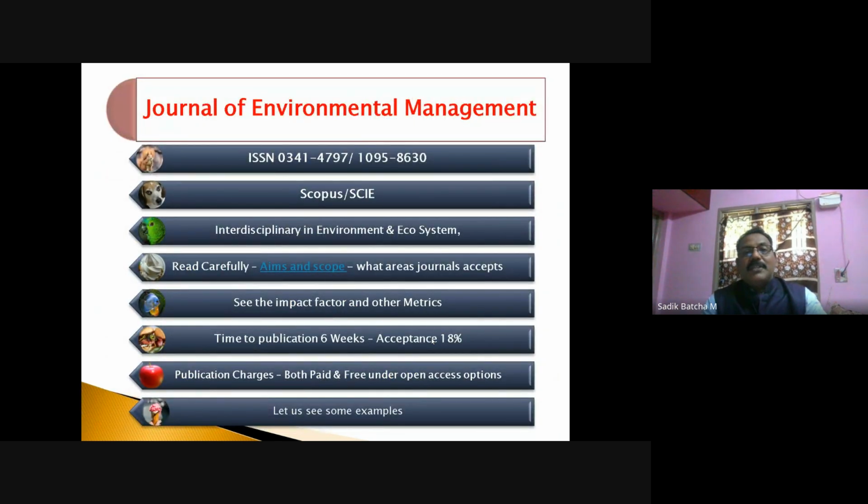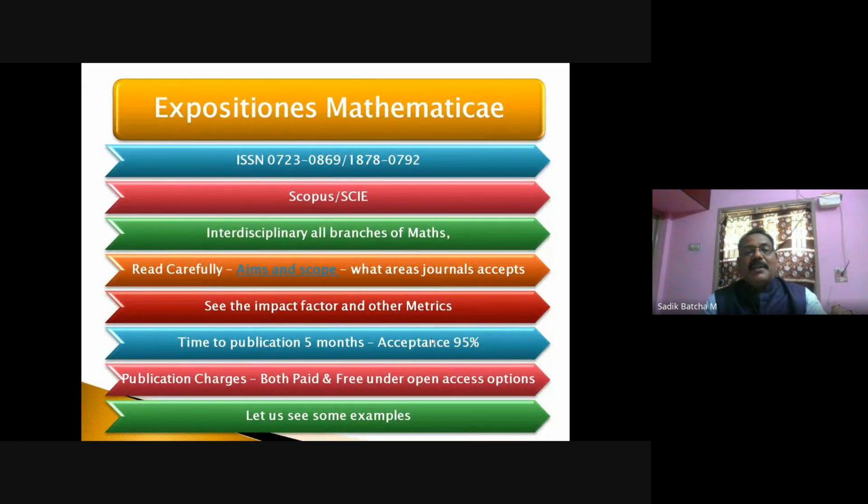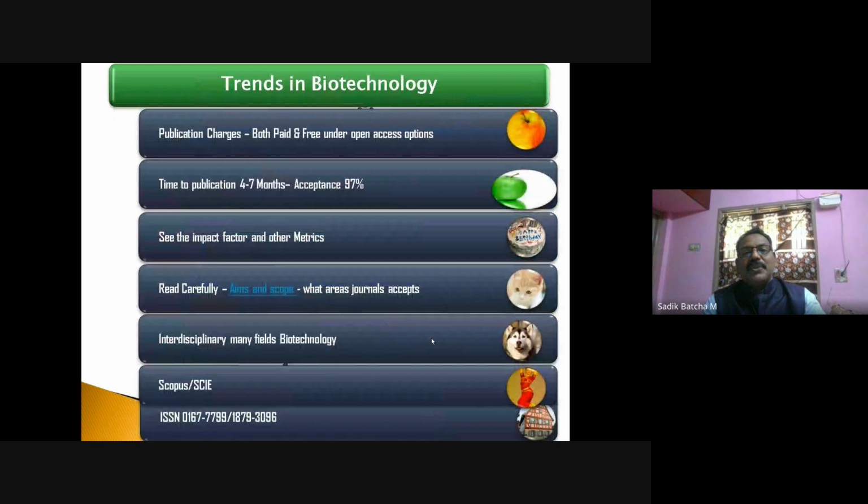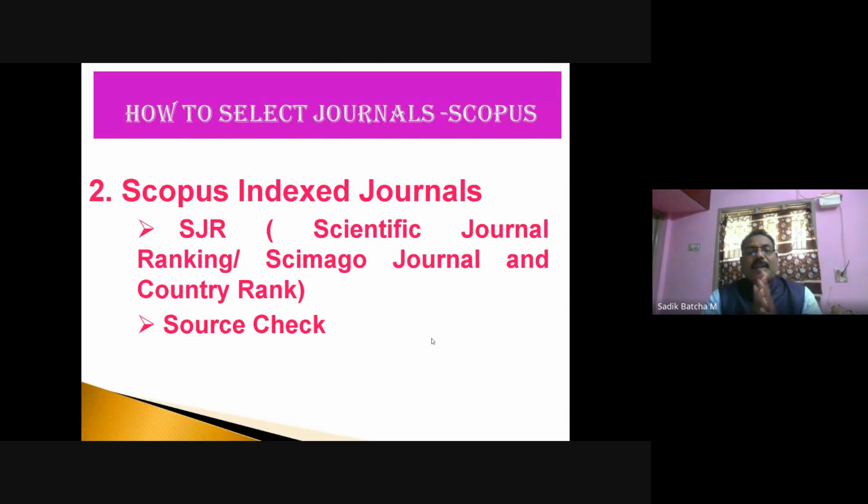Journal of Environmental Management. Within 6 weeks they will publish, and they have both paid and free publication charges. Then Mathematica, this also has a 95% acceptance rate. Within 5 months they will publish your paper. Current Biology also publishes your paper within 9 weeks. Acceptance rate is 25%. Trends in Biotechnology, within 4 to 7 months they will publish, with an acceptance rate of 97%. Right? Okay. Placement is over.